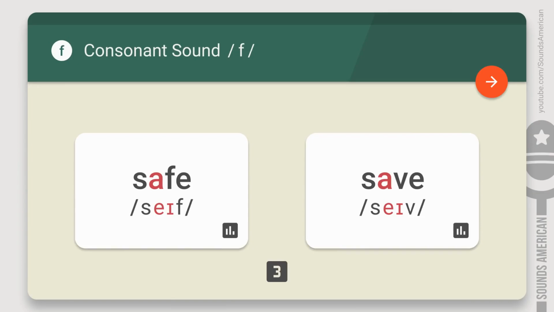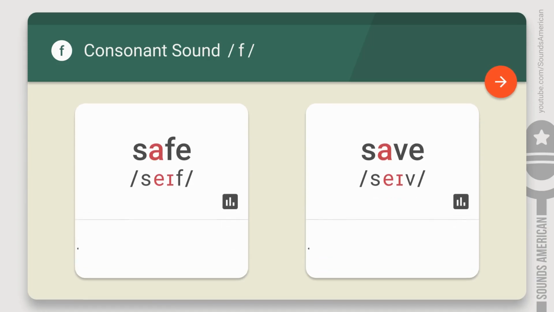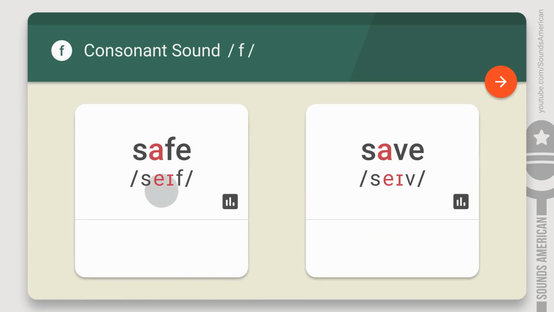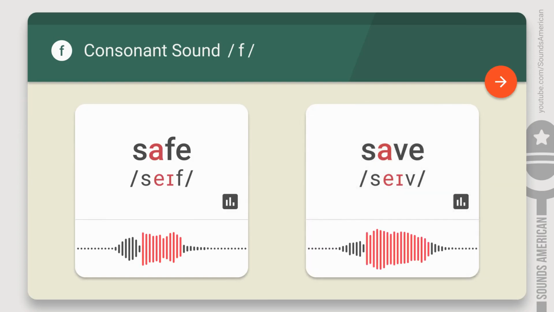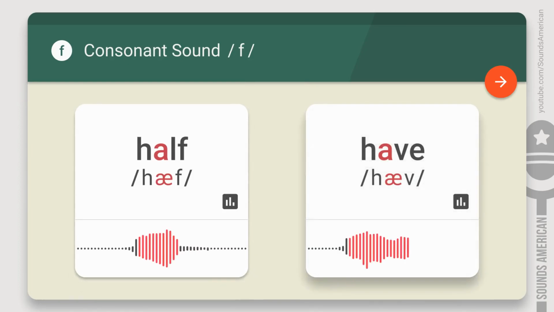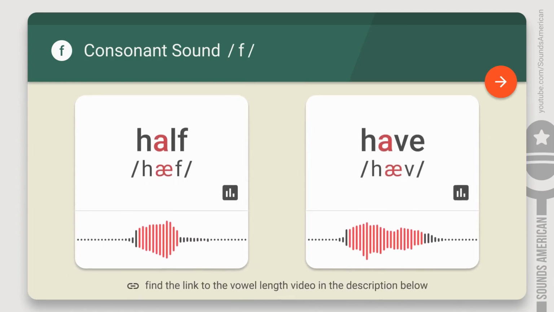Number 3. Don't forget about the vowel length rule. The f is a voiceless consonant, so the vowel sounds before the f are typically shorter than they are before its voiced counterpart, the v consonant. Compare. Safe, save. Half, have. We talked about the vowel length rule in detail in one of our previous videos. Check the link in the description below.